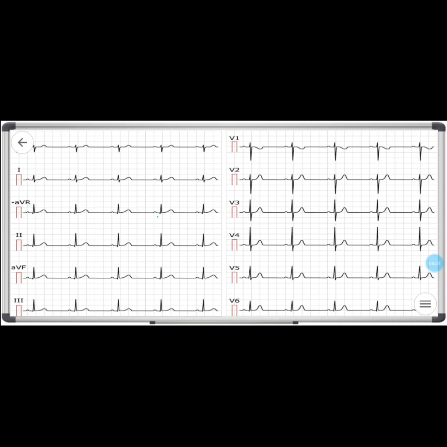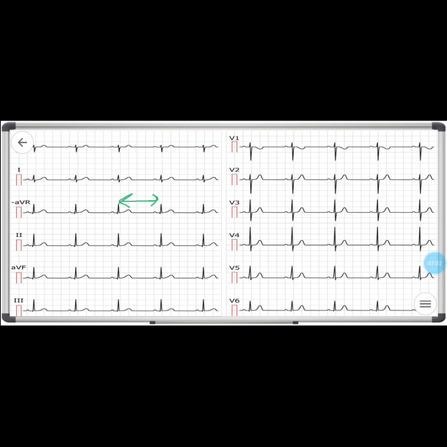Now, to calculate a rate on the ECG, you need to look at the RR interval. The RR interval is from one R to the other. To calculate a rate, you first have to look at whether the RR interval is equal or not. If the RR interval is equal, there's a separate method of calculating the heart rate. If the RR interval is not equal everywhere, there's a different method.